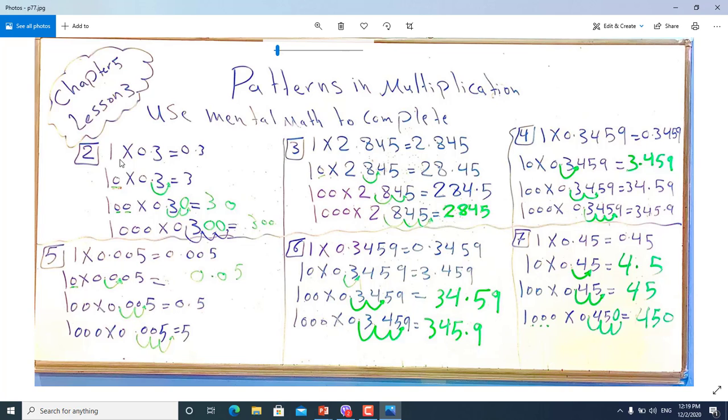From number 2 we have 1 times 0.3. It's the same number, 0.3, because it's the one property, we know that. After that, if you have 10 times 0.3, from 10 we have one 0, so we move this decimal one place. We take it after 3, so it's not important to write the point after 3.